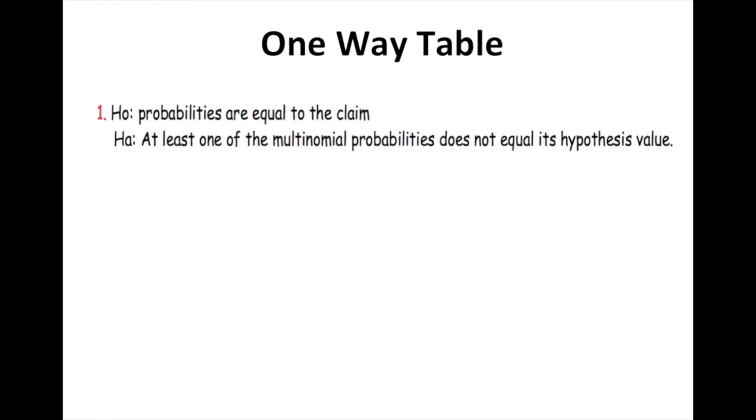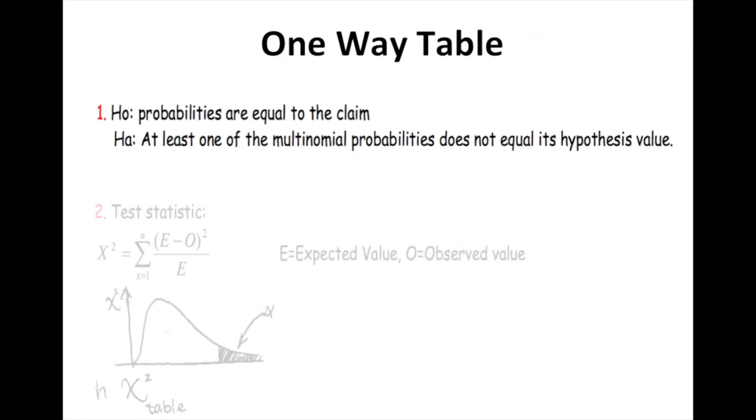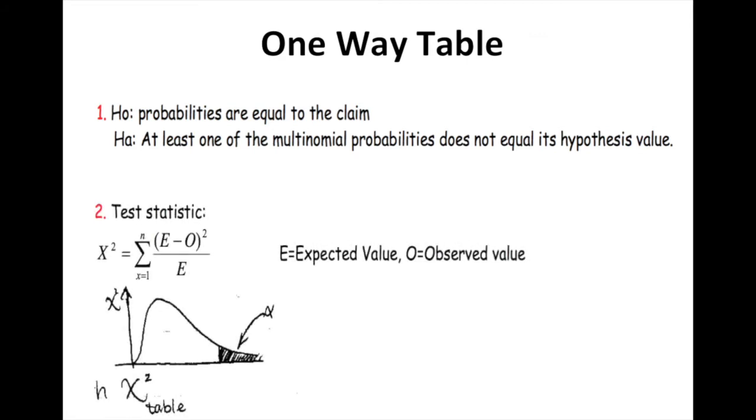The first step to solve a one-way table question is still making the H0 and the HA. The H0 for the one-way table is that the probabilities are equal to the claimed values, and the HA is that at least one of the multinomial probabilities does not equal its hypothesized value. Step 2 is to test the statistic. As we can see, the formula is as I said before, where E is the expected value and O represents the observed value.